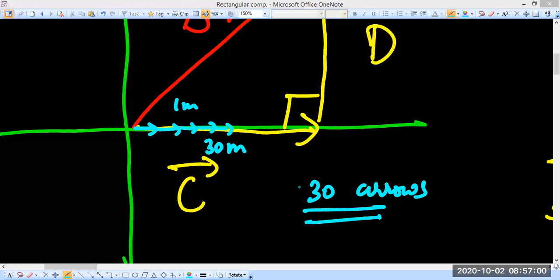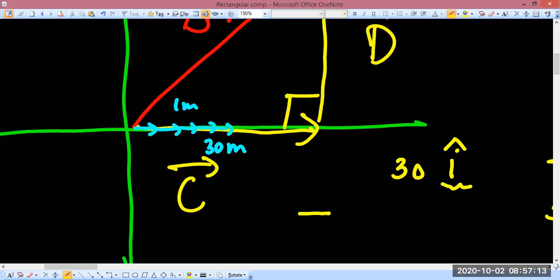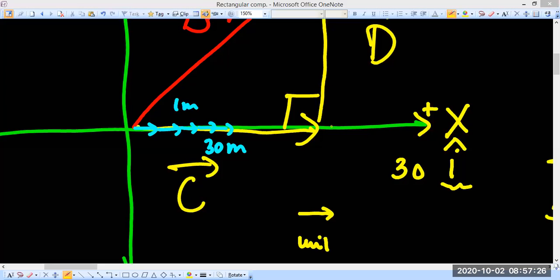So that's why, people, listen to this carefully. That means I am drawing 30 times I caret. Why I caret? Because I caret means any unit vector that you are drawing in x direction. This is positive x, correct? Each such one meter arrow is actually I hat.